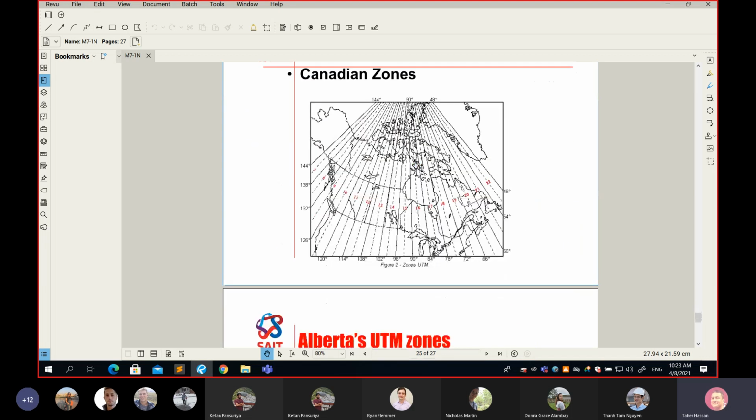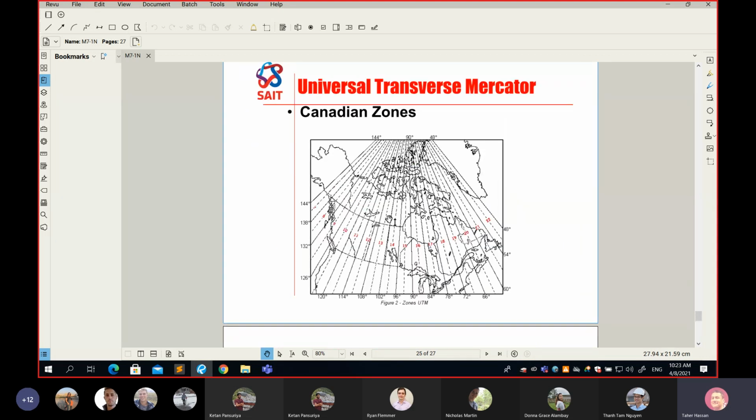And we looked at the situation in Canada. Canada is covered by zone number 7 in the west all the way to zone number 22 on the east side of Canada. In Alberta, 2 UTM zones cover Alberta, which are zone number 11 and zone number 12. In Calgary, we are on the border of zone number 11.